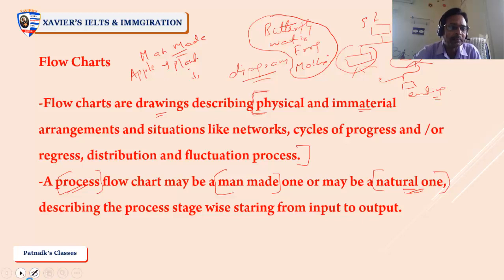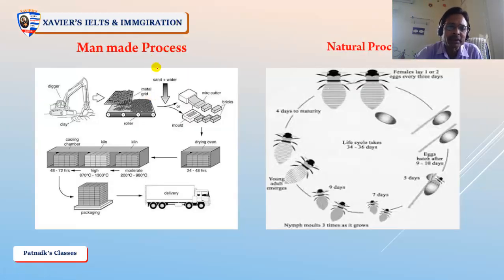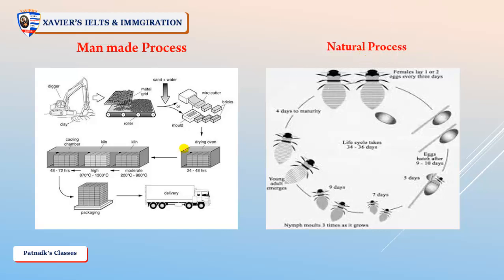Then see, this is an example of a man-made process. In this example, the clay is dug by a digger, then goes to the next stage, then the third stage, fourth stage, fifth stage, sixth stage, and finally it is ready for delivery.